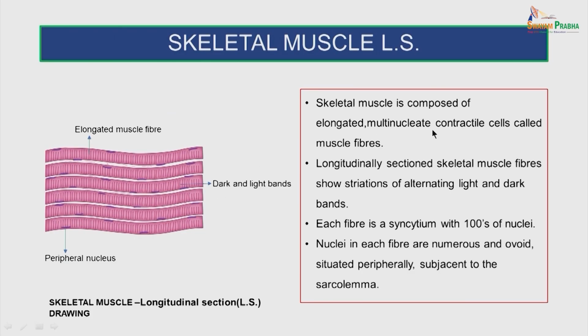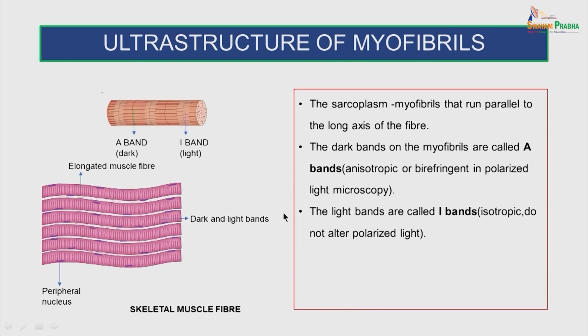The skeletal muscle is composed of elongated, multinucleated contractile cells called the muscle fibers. So, this is the longitudinal section of a skeletal muscle. The longitudinally sectioned skeletal muscle fibers show striations of alternating light and dark bands. Each fiber is a syncytium with hundreds of nuclei. The nuclei in each fiber are numerous and ovoid, situated peripherally adjacent to the sarcolemma. So, the peripheral nucleus is seen. These are the dark and light bands, and these are the elongated muscle fibers.